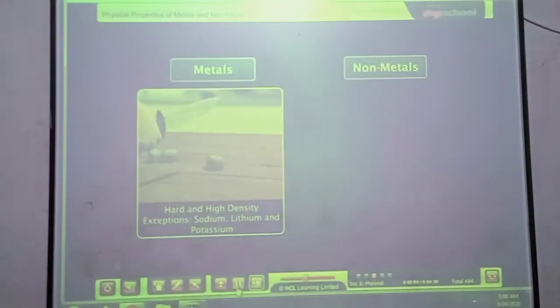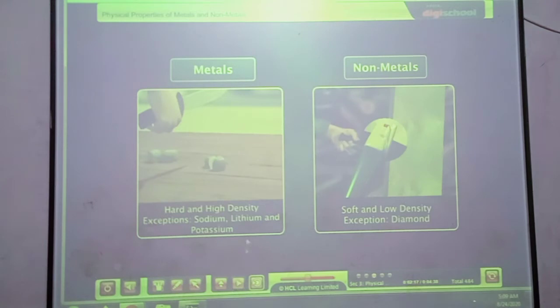Metals are hard. They have high density. Exceptions: lithium, sodium, potassium. Sodium is soft and we can cut it as if we were cutting cheese with a knife. When we see the characteristics of metal, we find that metals are hard, they have high density, but some exceptions are there. Example: sodium, lithium, and potassium. You can see that in this figure, sodium is cut with the help of a knife and it is easily cut.